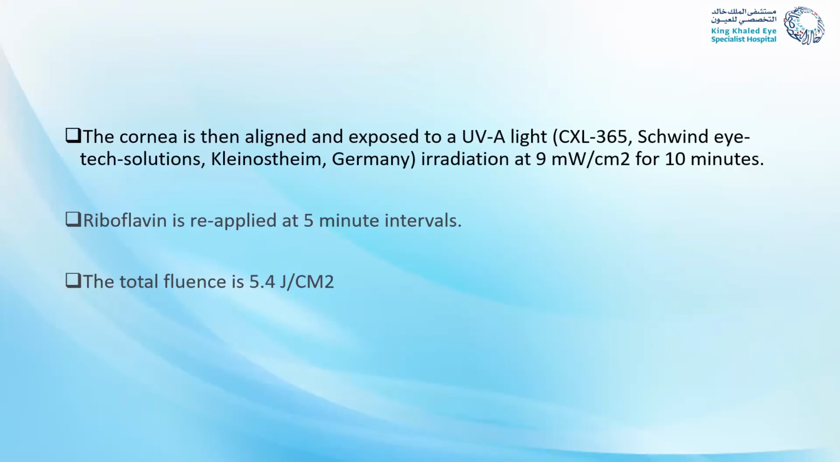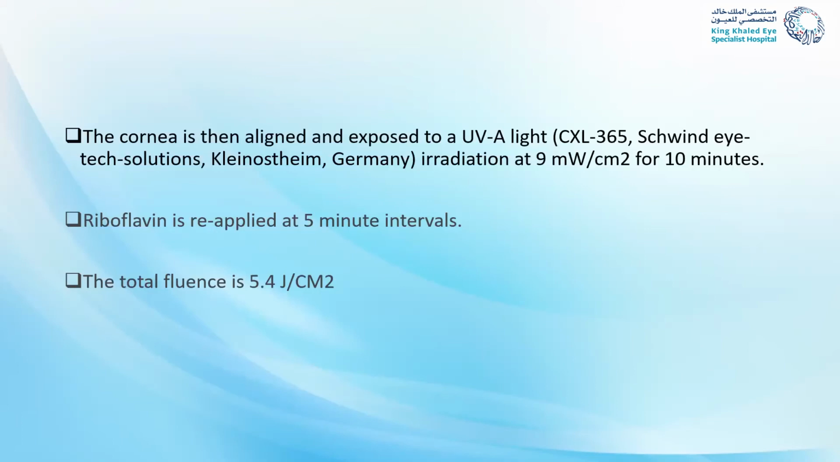The cornea is then aligned and exposed to the UVA light. Typically, what is used in this protocol is the Schwind machine, and this uses a 365 nanometer wavelength with an irradiation of 9 milliwatt per centimeter squared for 10 minutes. And I think what's important to know here is that the protocols I'm mentioning are the standard descriptions, and they are described as continuous. But depending on the machine you're using, you can make it pulsed, which is better, of course. So this description is for the continuous cross-linking process, it's not pulsed. And then, like the standard procedure, you can apply riboflavin at 5 minute intervals. The total fluence is 5.4 joule per centimeter square.